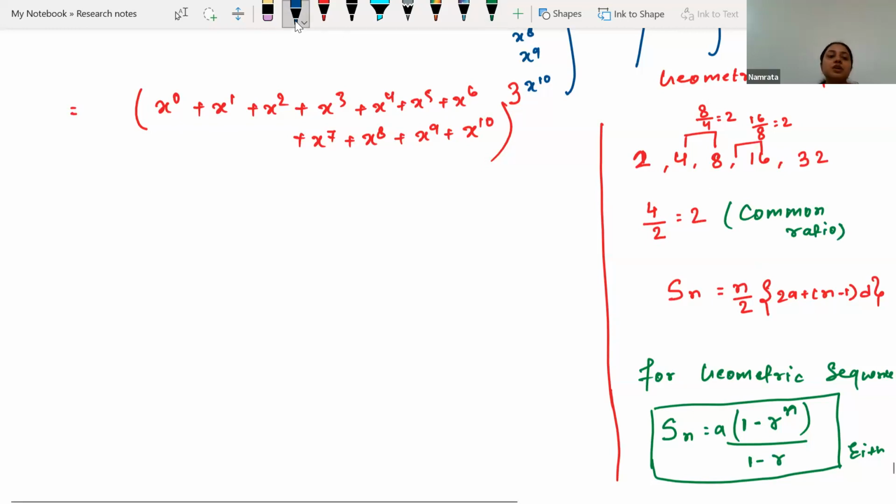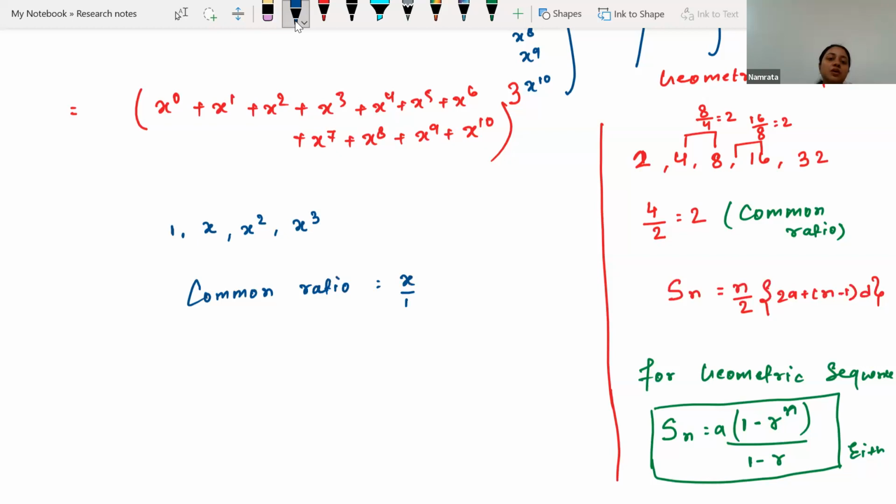In our question, if you look closely, the first term is x to the power 0, that means 1. The second term is x. After that we are having x square. After that we are having x cube. And if you check the common ratio, it will be x by 1, yes or no? Or if you do x square by x, it will be again x by 1, right? So it is a geometric sequence, because the common ratio is same, and we will be using this formula.